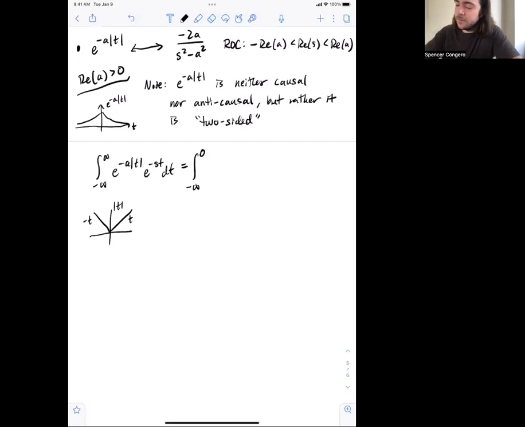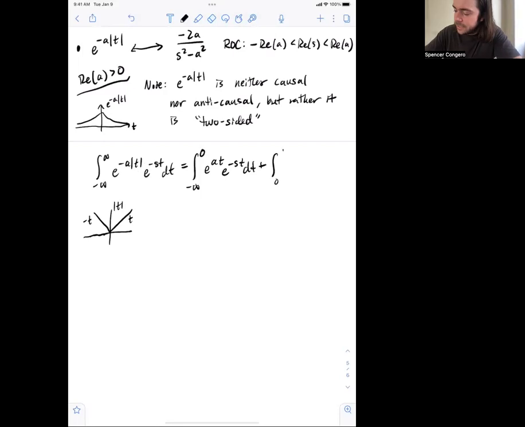Okay, so when t is negative on this side, the absolute value of t just equals negative t. So I'll plug that in and I get e to the at, right? Plugging in negative t right there, the negatives cancel. I get e to the at, e to the negative st dt.